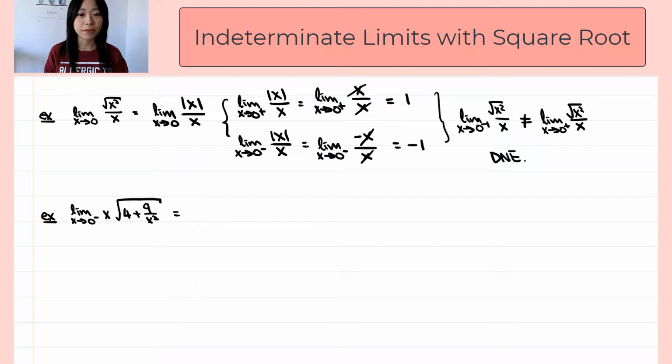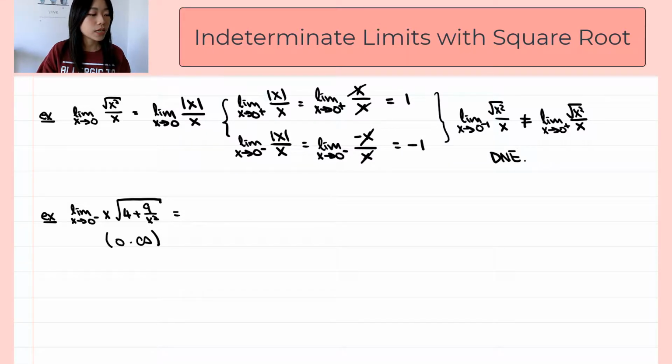Let's look at a second example. Limit as x approaches 0 from the left of x times square root of 4 plus 9 over x squared. If we substitute 0, we'll get 0 times square root of 4 plus 9 over a really small number, which turns out to be infinity. And this is the same thing as 0 over 0. So we have to use some algebra to rewrite the function.